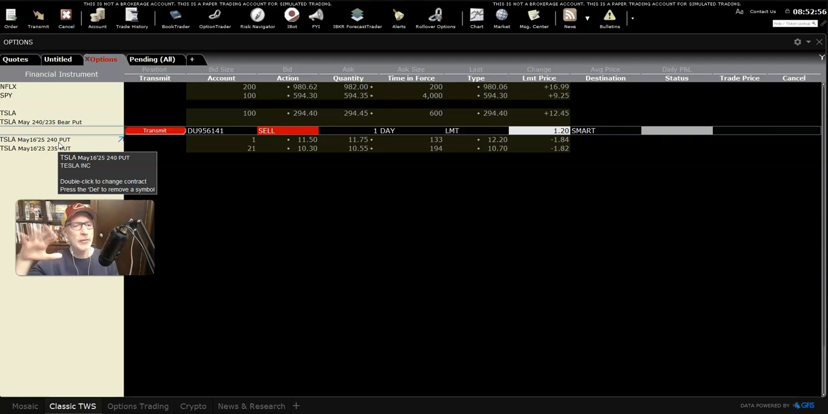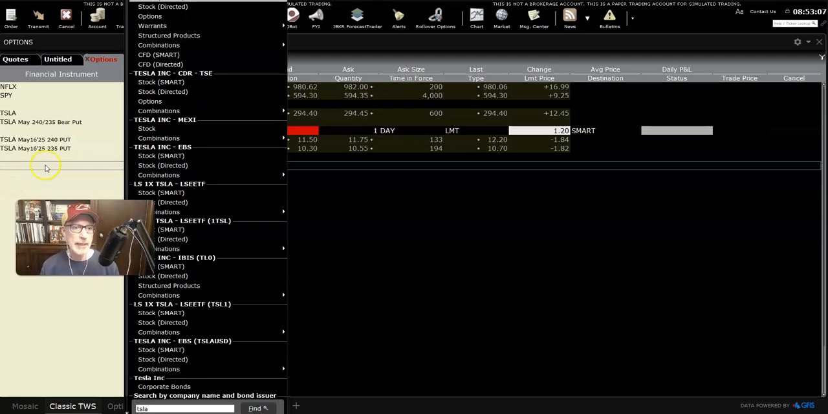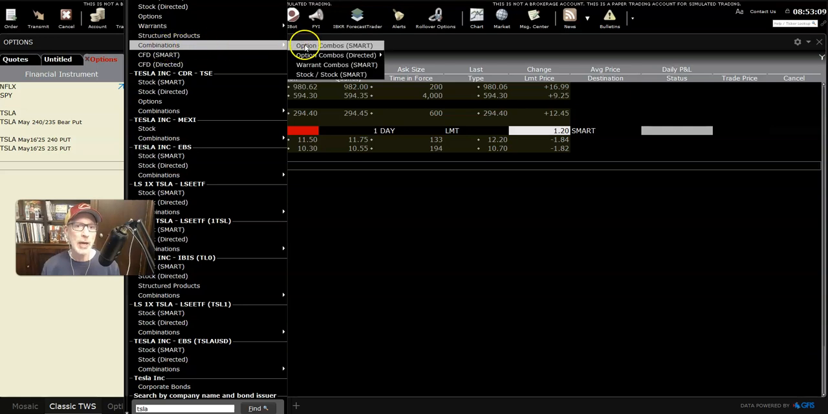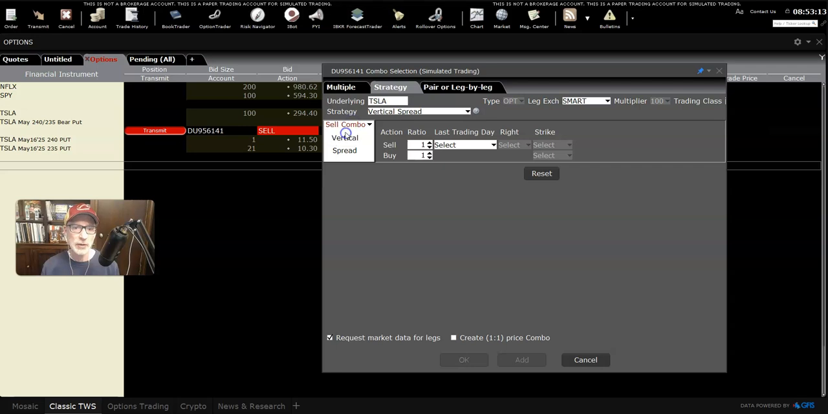And you're saying, okay, I don't think Tesla's going to fall another $54 by the May expiration date. All right. So now if you want to choose the call spread, we go through the same process. We type in Tesla, click enter. And once again, we're going to go to option combos. And now we're going to once again sell the combo.